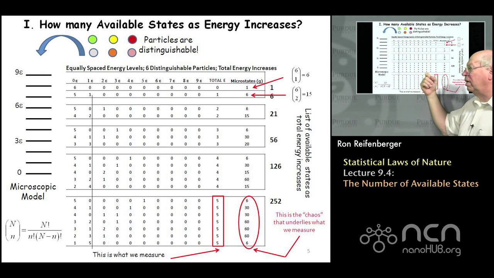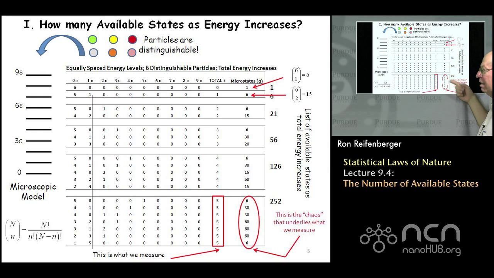And I can continue to do this as I increase the energy of the system. Here's the case when the total energy of the system is 2. There are a number of different ways I can get a total energy of the system equal to 2. One way is I can have 1 particle in the 2 energy level, or I could have 2 particles in the 1 energy level. Each of these different microstates has a different degeneracy, and what I find is that for this particular state with a total energy of 2 epsilon, there are 21 different ways I can achieve that state.